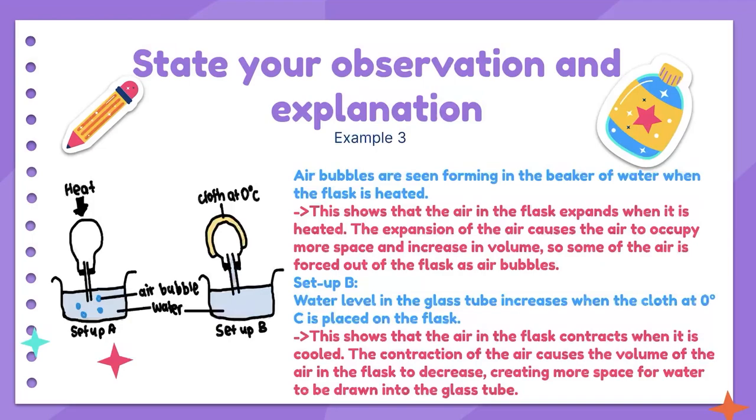Let's take a look at setup B. Water level in the glass tube increases when the cloth at 0 degrees Celsius is placed on the flask. This shows that the air in the flask contracts when it's cooled. The contraction of the air causes the volume of the air in the flask to decrease, creating more space for water to be drawn into the glass tube.